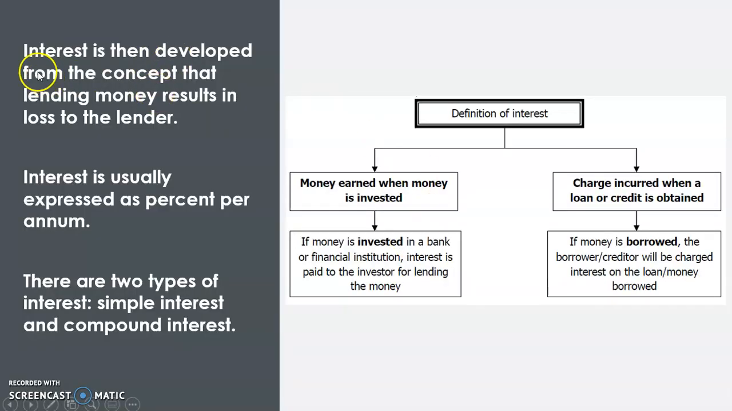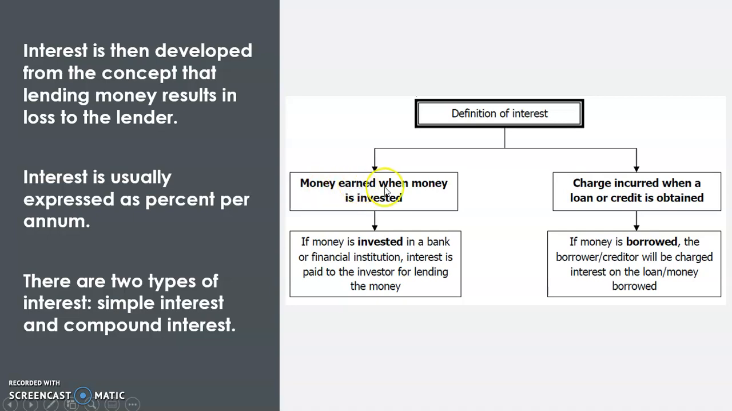Okay, so we go on to the definition of interest. Interest is developed from the concept that lending money results in loss to the lender. Interest is usually expressed as percent per annum, and there are 2 types of interest: simple interest and compound interest. Okay, so for topic 1, we're going to talk about simple interest, and topic 2, we're going to touch on compound interest.